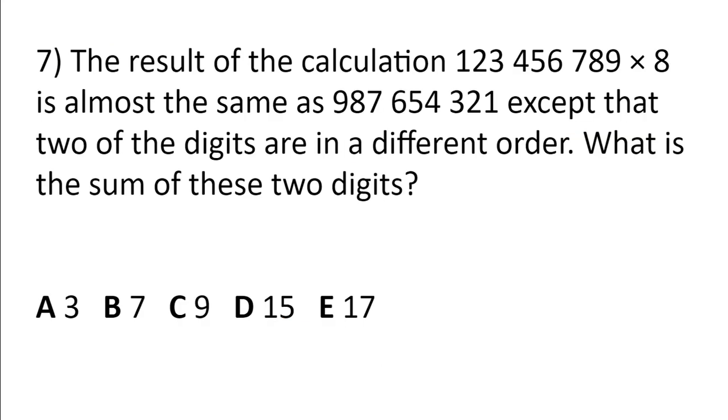The result of the calculation 123456789 multiplied by 8 is almost the same as 987654321, except that two of the digits are in a different order. What is the sum of these two digits?